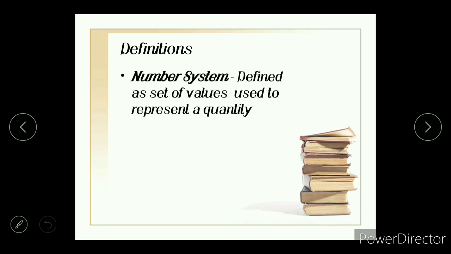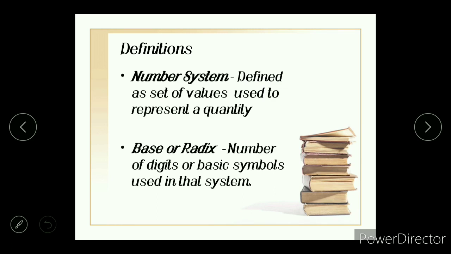The next definition that we have to see is of base, or it is also called as radix. Base is defined as number of digits or basic symbols used in that system. Please make a note here that the word symbols is used instead of just numbers, because some number systems can have numbers as well as letters in it, and hence the word symbol is used here instead of just using the word numbers. Let us study more about base when we see individual number system.